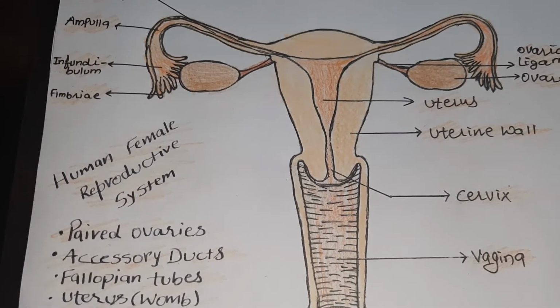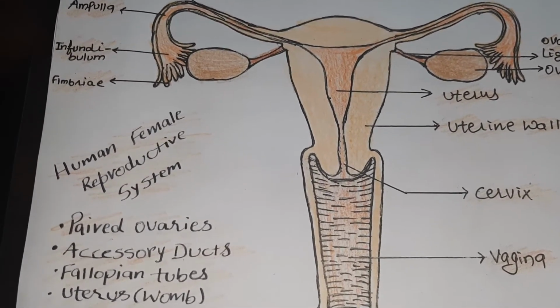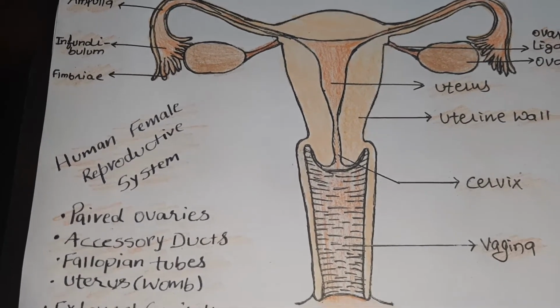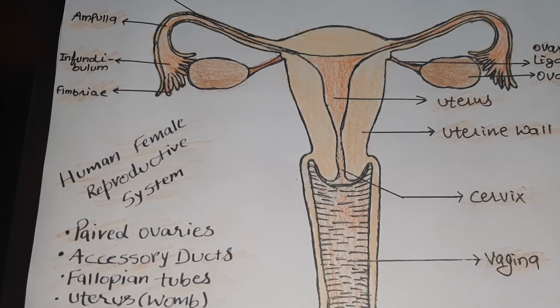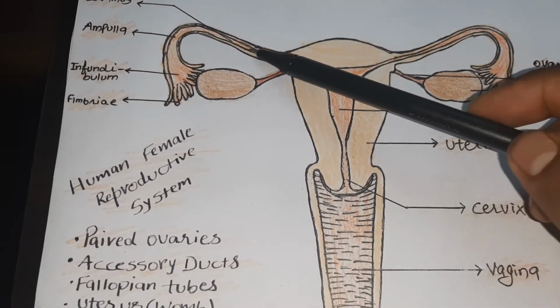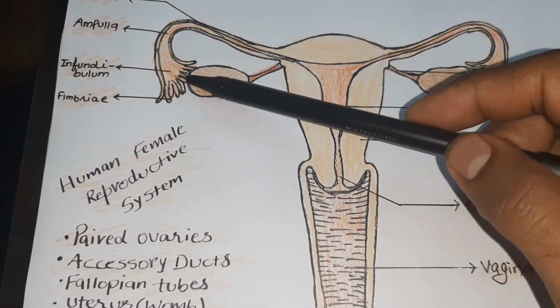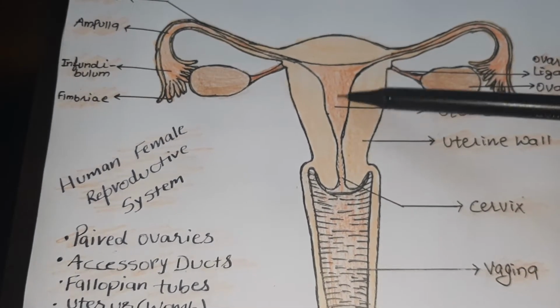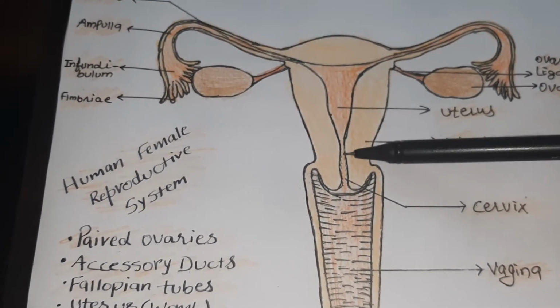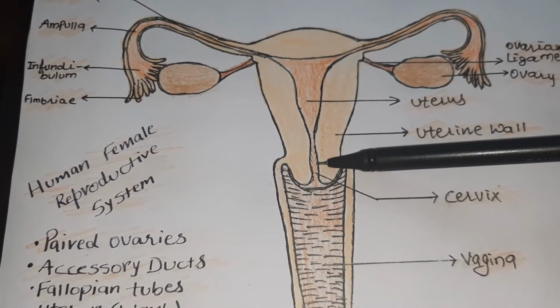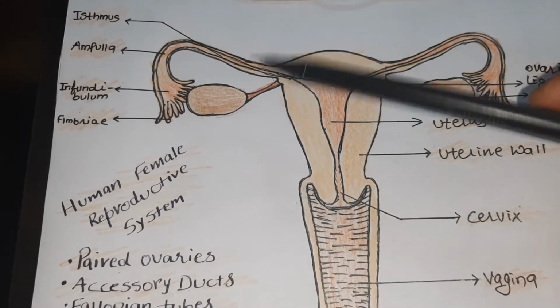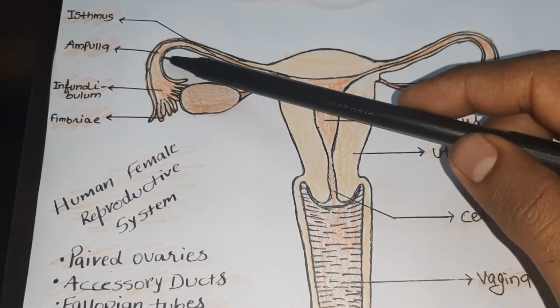Now let's move to the next part, that is accessory ducts or the duct system. In human female, there are paired fallopian tubes and uterus. Uterus opens into the vagina through cervix. So let's first discuss about fallopian tube.